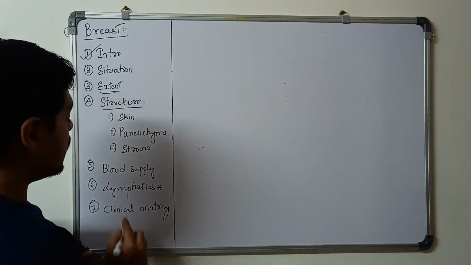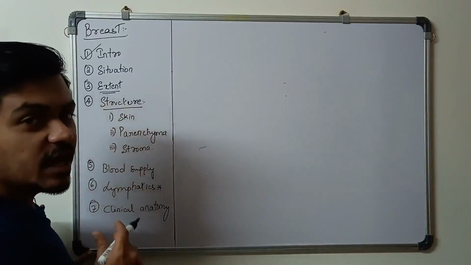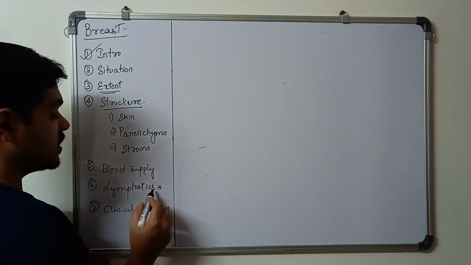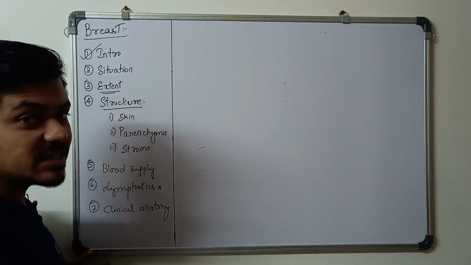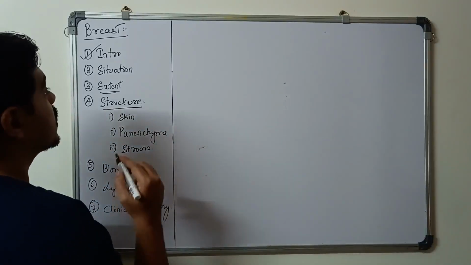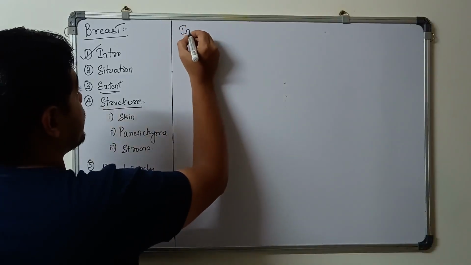Then we will move on to the blood supply, which includes arterial supply and venous drainage. Then one of the most important topics, that is lymphatic drainage of the breast. And finally, a clinical anatomy. Now, coming to the introduction.